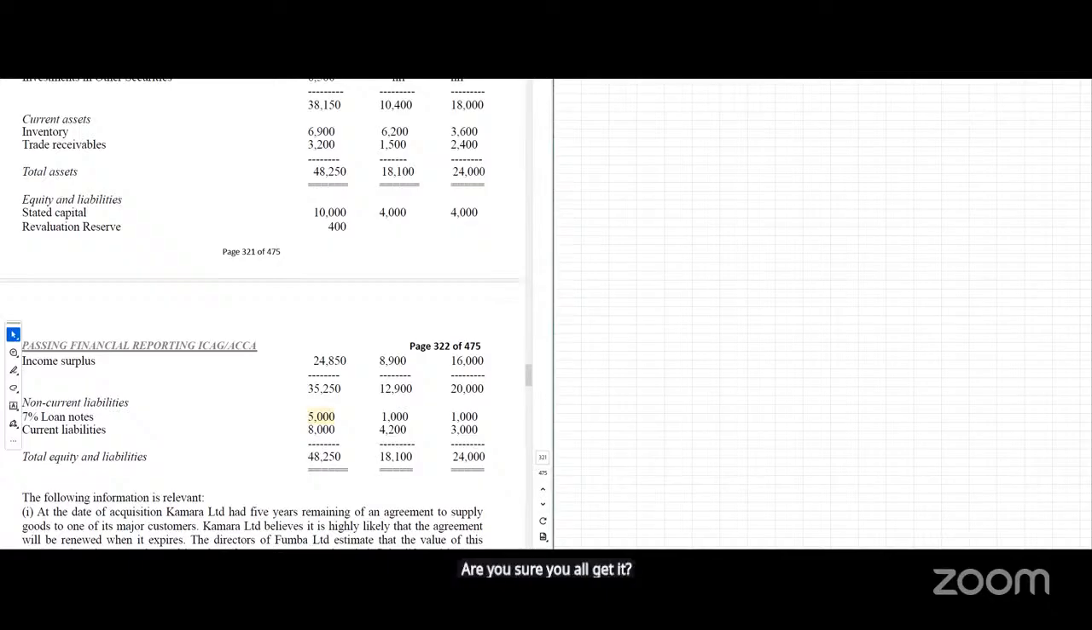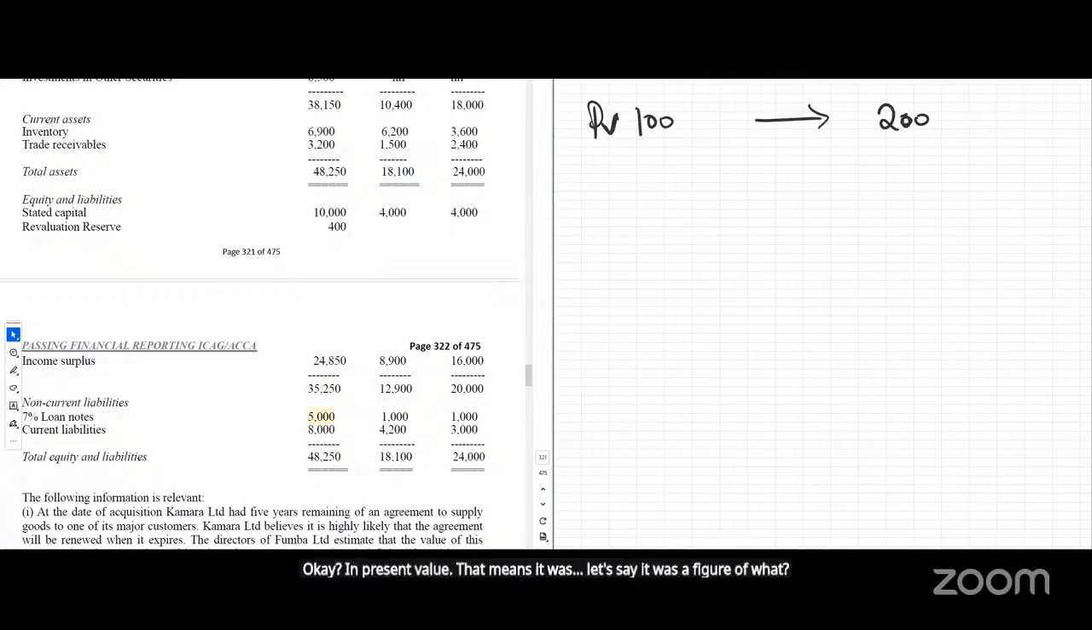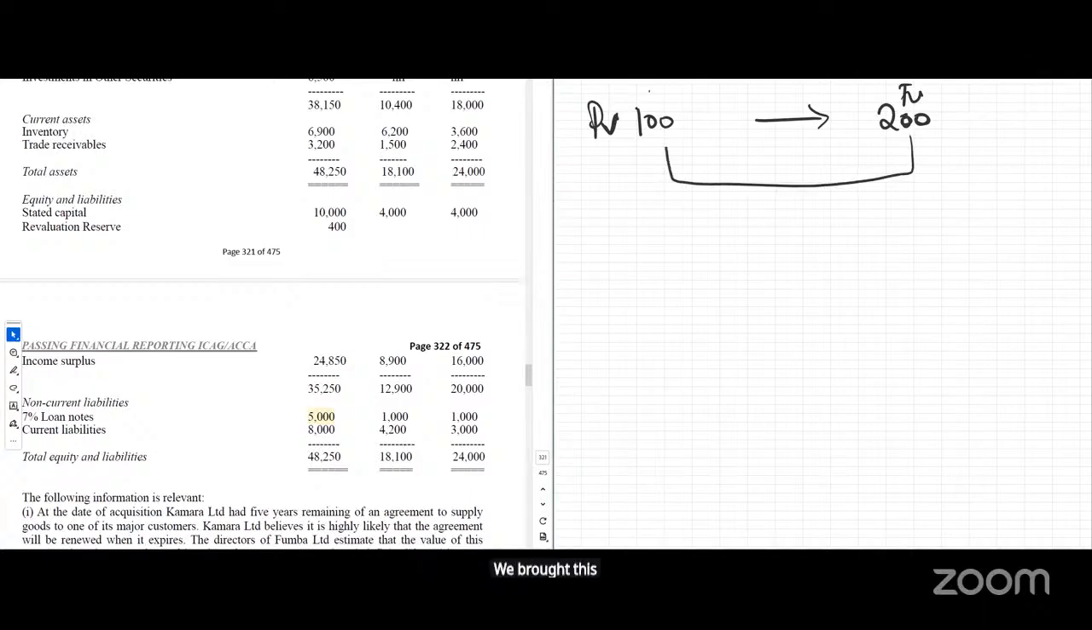Look, if I have 100 in present value, that means it was, let's say, a figure of 200 in the next 3 years. Now, this was the future value. This is the present value. We brought this from the future to the present. We call it what? Discount, right?